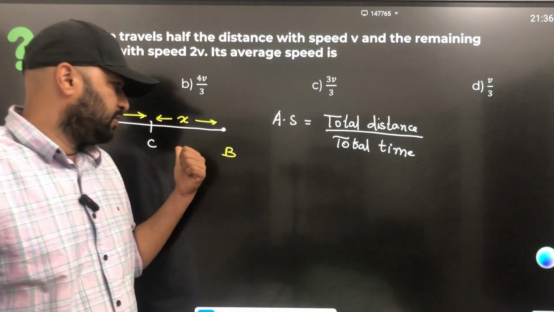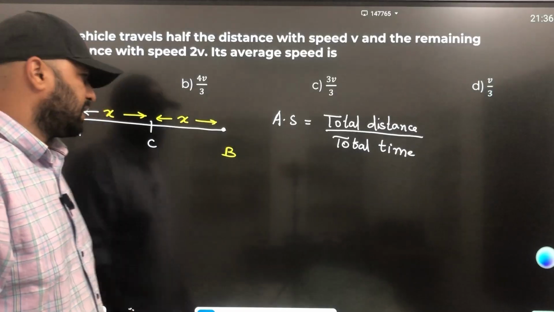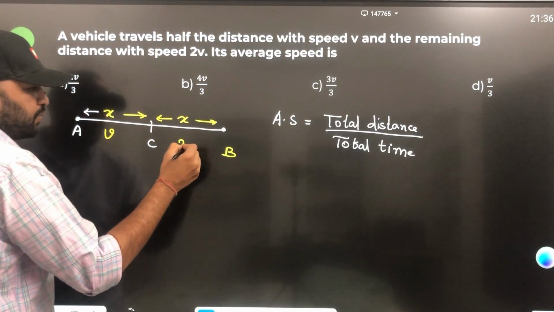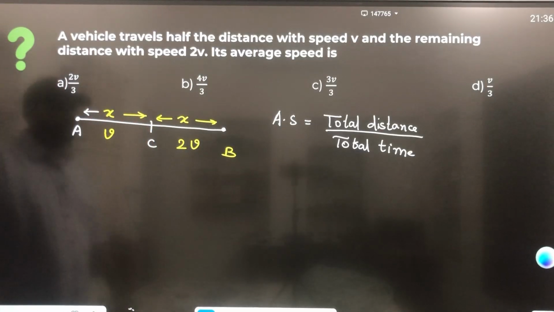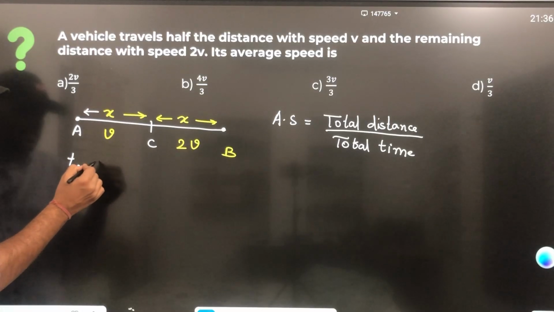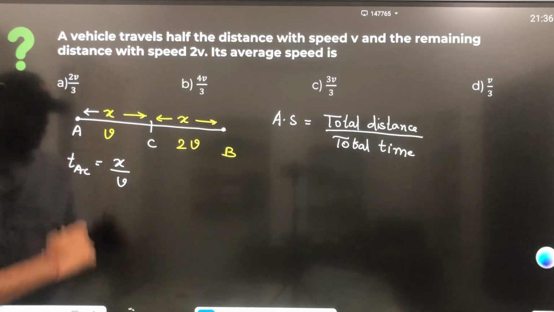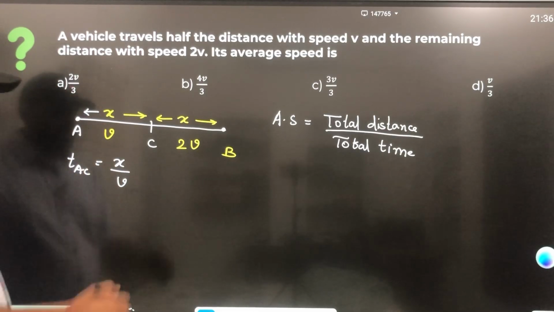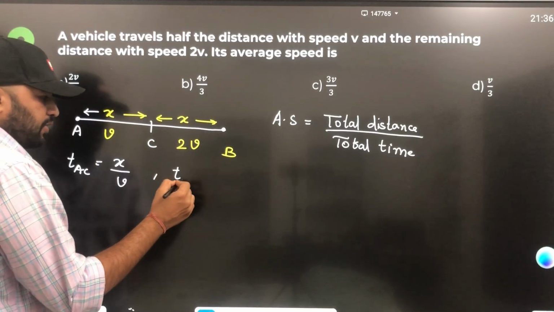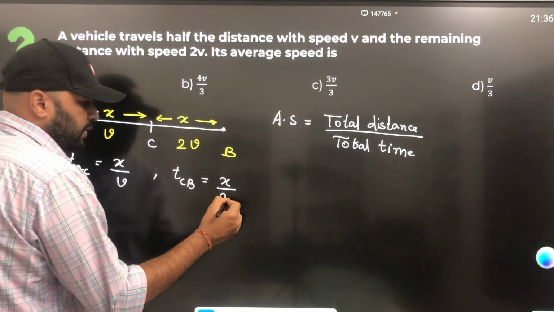So you are going from A to C and from C to B, each a distance x, the first half with the speed v and the second half with the speed 2v, as per the question. Let's figure out the time taken. The time taken to go from A to C will be TAC, equal to distance traveled x upon velocity v, correct? Now going from C to B with the distance x, the time taken must be equal to x upon the velocity, which is 2v, correct?